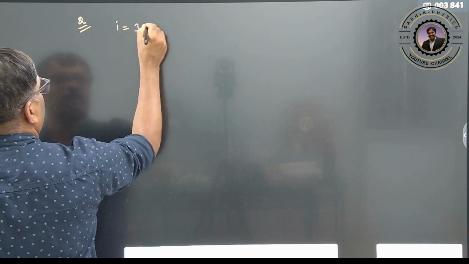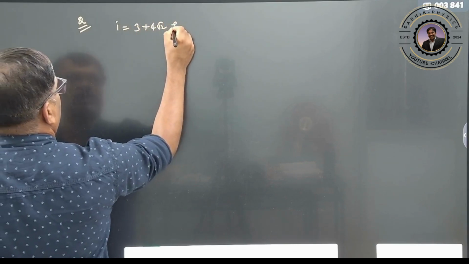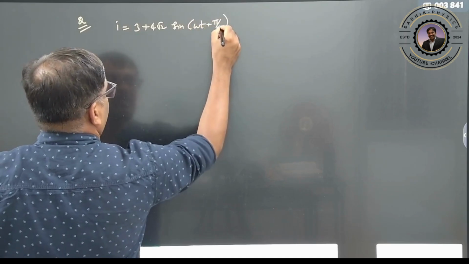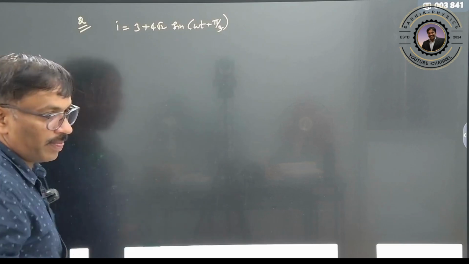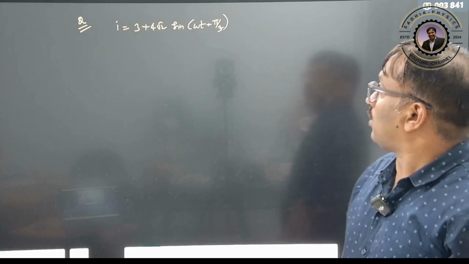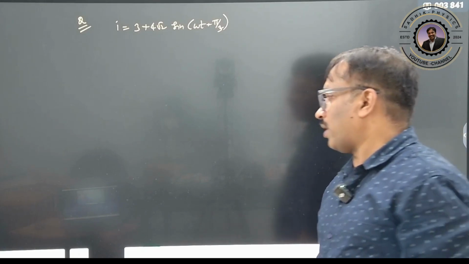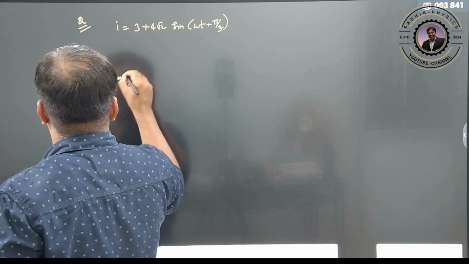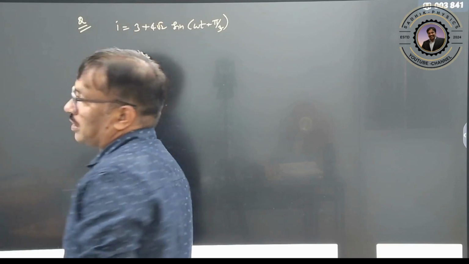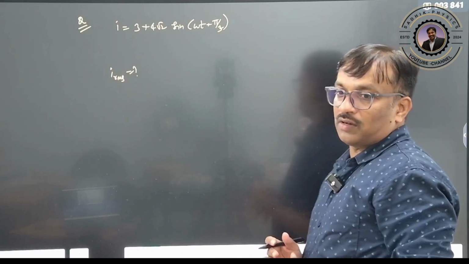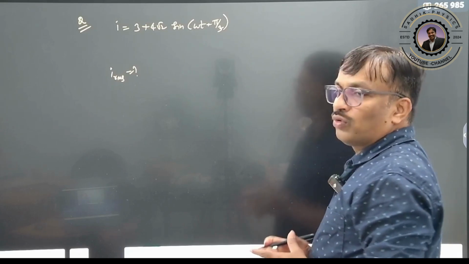3 plus 4 root 2 into sine of omega t plus pi by 2, something, pi by 3, something, it is given. So this is some sinusoidal function, and you have to calculate the RMS value. So IRMS, very important question. In one of your JEE Main exams this question was asked. In this situation I will give one formula for how to do this type of question.